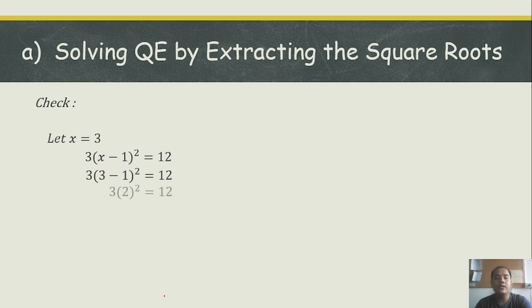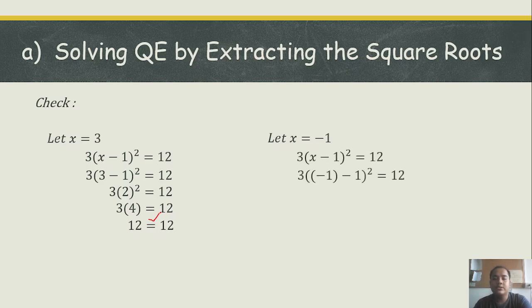3 minus 1, the answer is 2. So 3 times 2 squared is equal to 12. 2 squared is equal to 4. So 3 times 4 is equal to 12. So 12 is equal to 12. So it is true. Then for the second root, we have let x be equal to negative 1.